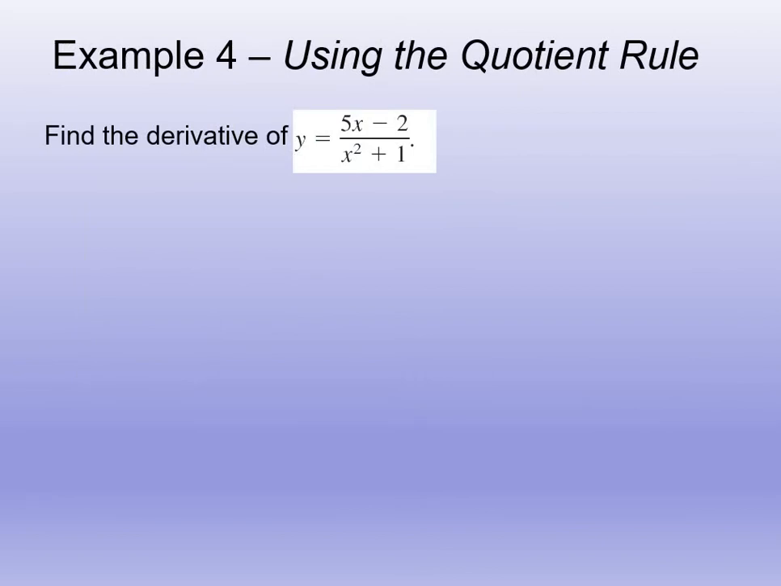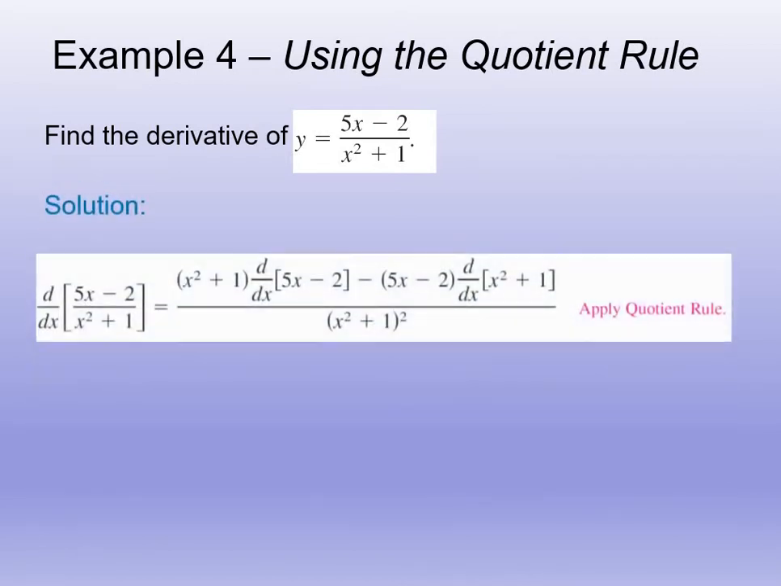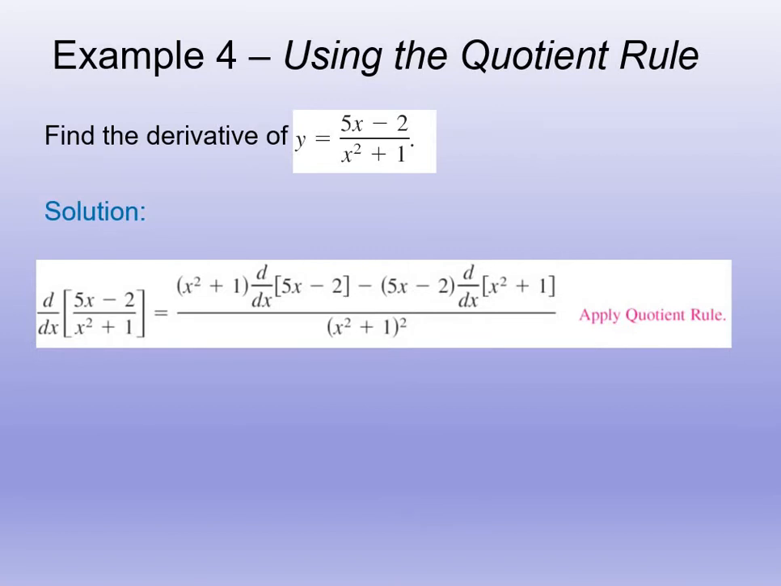All right, so let's do this. We're going to find the derivative of y equals 5x minus 2 divided by x squared plus 1. So we're always going to apply the quotient rule whenever we have some sort of division or fraction type scenario here, okay? So low, x squared plus 1, d high. So we're going to take the derivative of 5x minus 2 minus high, which is 5x minus 2, d low, the derivative of x squared plus 1, all over low, low, so x squared plus 1 squared.